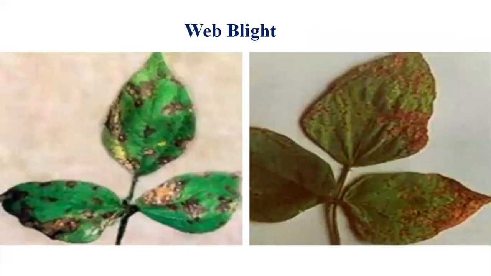The third disease of black and green gram is known as web blight. The causal organism is Rhizoctonia solani. We have seen earlier in the case of many crops, that is Rhizoctonia blight, Rhizoctonia solani is the common causal organism.